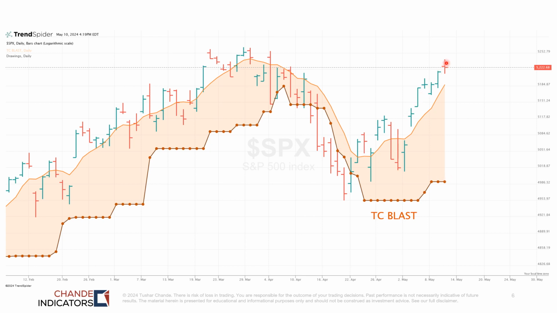So market has followed through on the initial breakout, and our trailing stop is quite far away, so we just have to wait for this evolution to see how far the market goes.